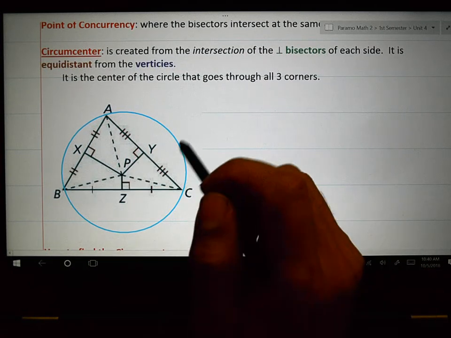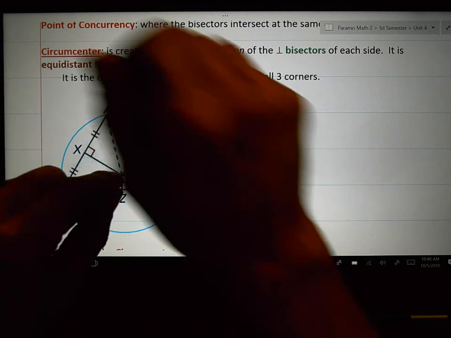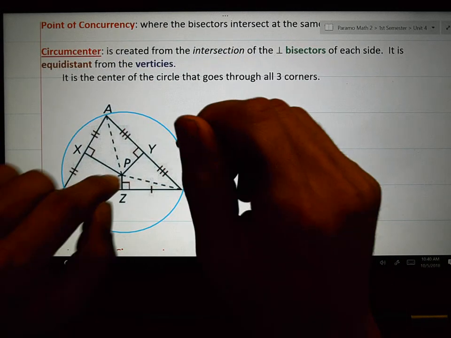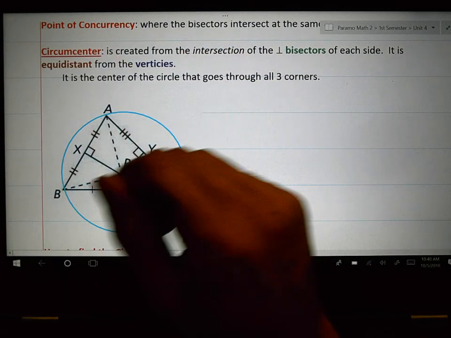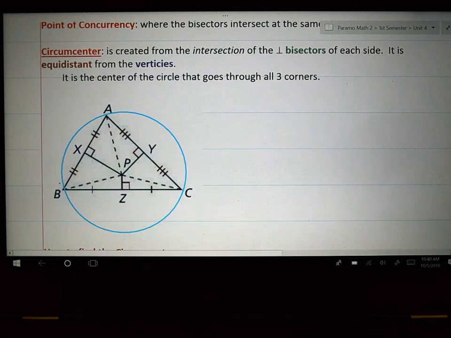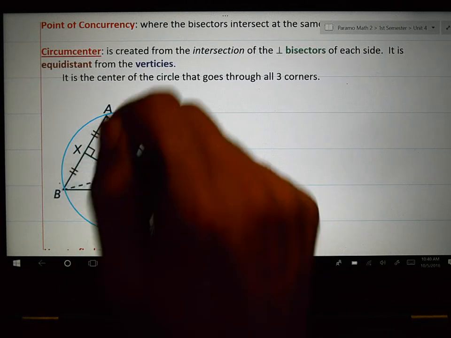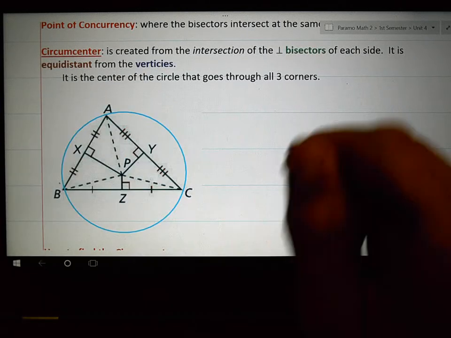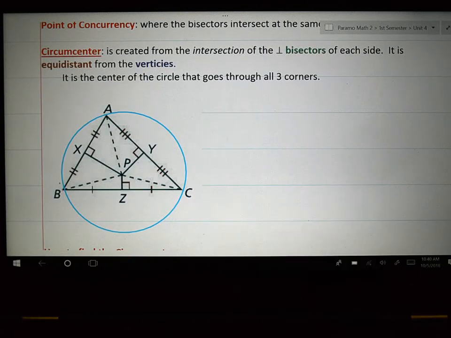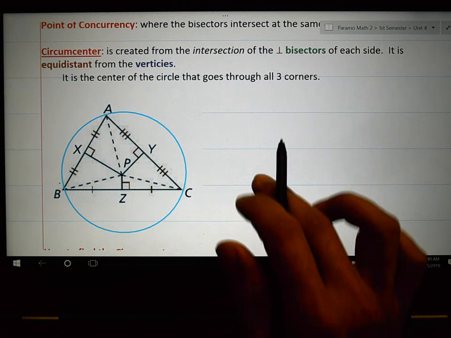It is the exact center point that if you were to draw a circle, it will go exactly through the three corners of the triangle. And what you're going to get a chance to do today is actually draw and see a triangle with a circle that goes through all three corners of the triangle. And that's what we're going to do.